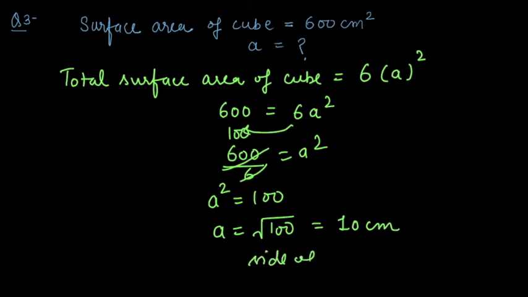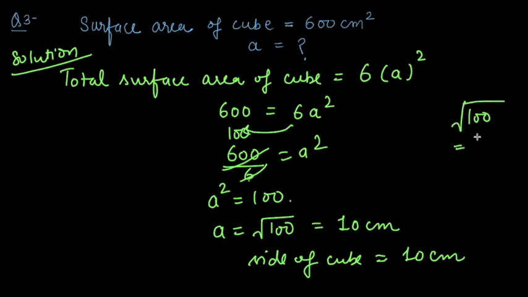Therefore, the side of the cube is how much? 10 centimeter. This was a very simple question because the TSA was given and you were supposed to calculate the side of the cube. So we have placed the values, take this 6 in the denominator, cancel it, and a square is 100, therefore taking square root, a will be the square root of 100. And we know the square root of 100 is how much? 10, because you can write 100 as 10 into 10. Take one thing out of this group, 10 centimeter will be the side of the cube.